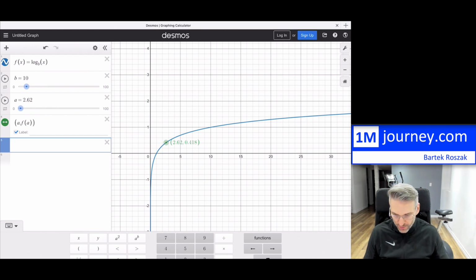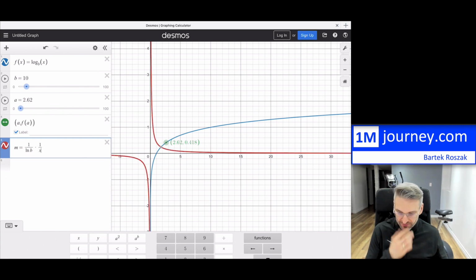Now the slope, that's m, so I'm going to put slope as m, kind of going back to, I guess, probably grade 9 or 10 when you were talking about lines. So y is equal to mx plus b, that line. So my slope m is equal to, and so we said this was 1 over ln of b, multiplied by 1 over x. So this is what my slope is.